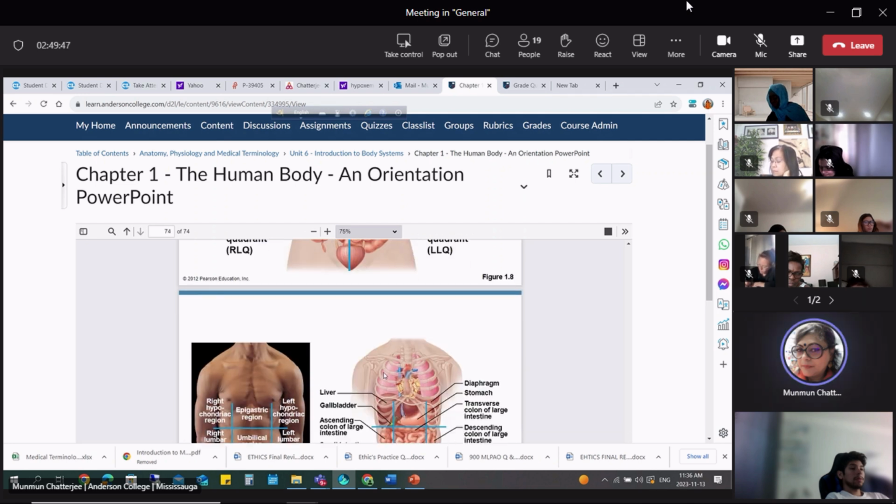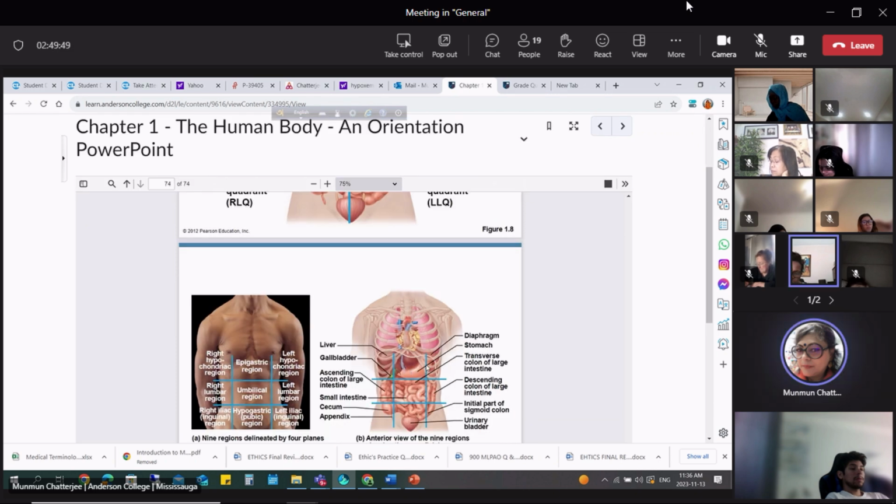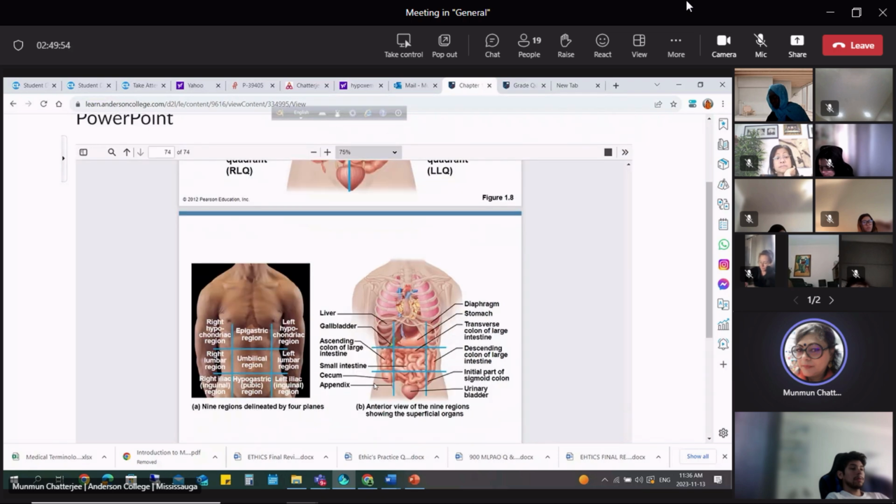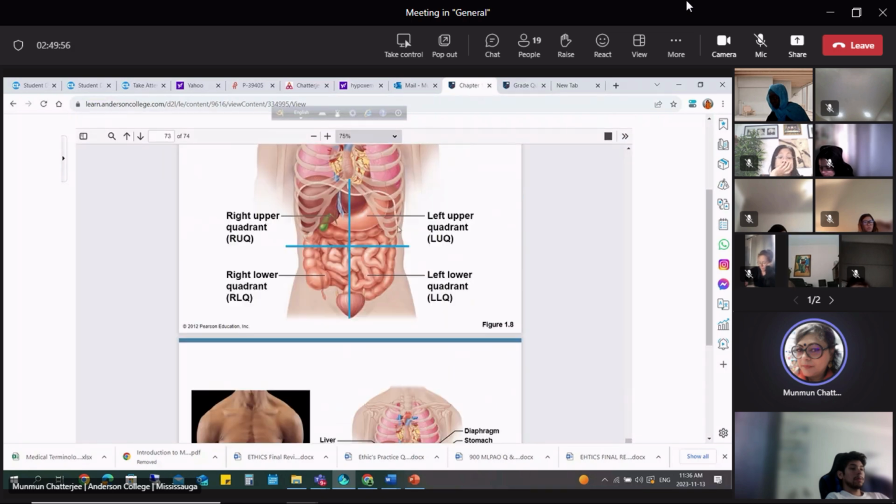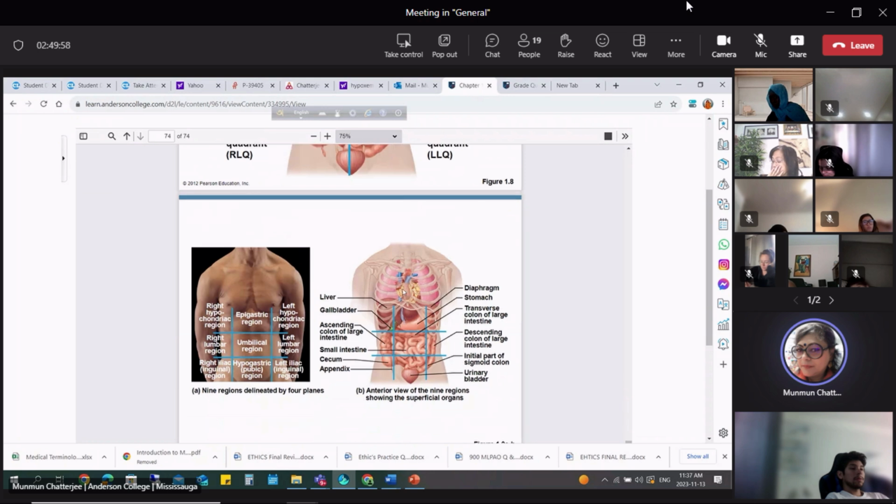Okay. So now they are going to tell you which region houses which parts, which I already showed you as per the quadrant. But when they go to the regions, we have 9 regions. The question comes, how many regions are dissected out for our body? We have 9 regions. What are the regions?